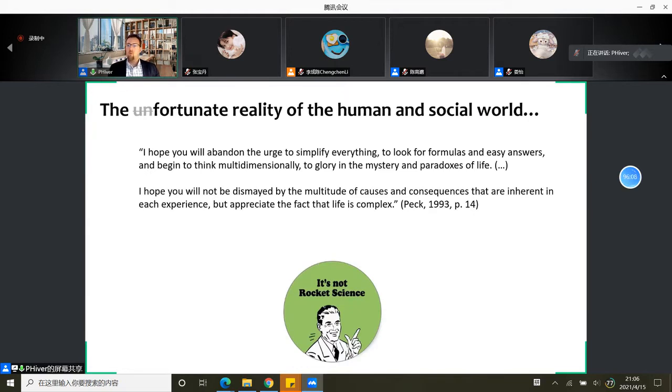So, what are the takeaways for the field? In conclusion here, it seems to me one big takeaway is we need to begin by embracing the fortunate reality of the human and social world. We are fortunate to be working in a field where things are not simple, not linear, and not predictable. It makes life interesting. It makes what we're doing as researchers worth pursuing.